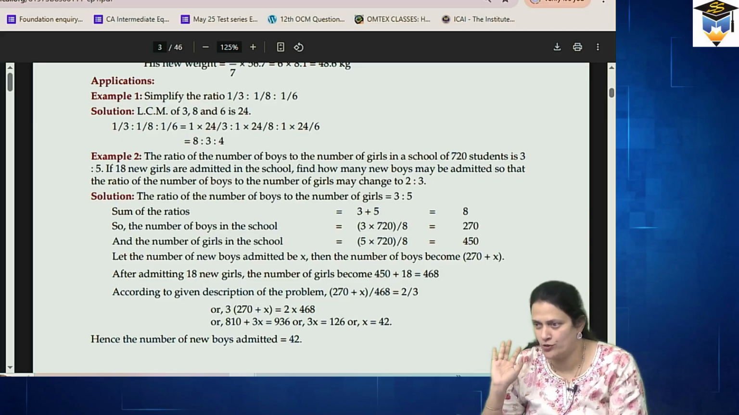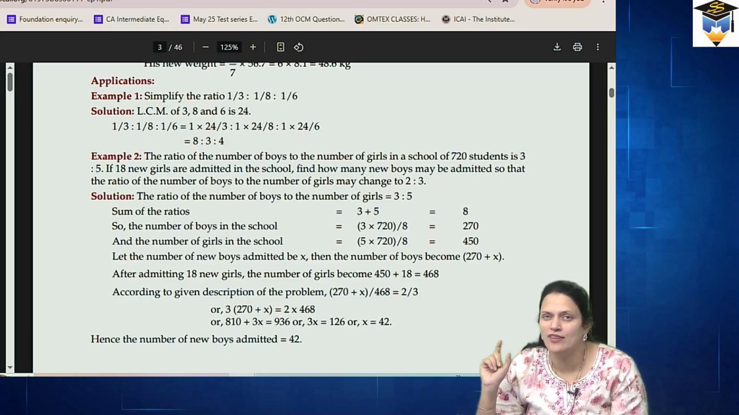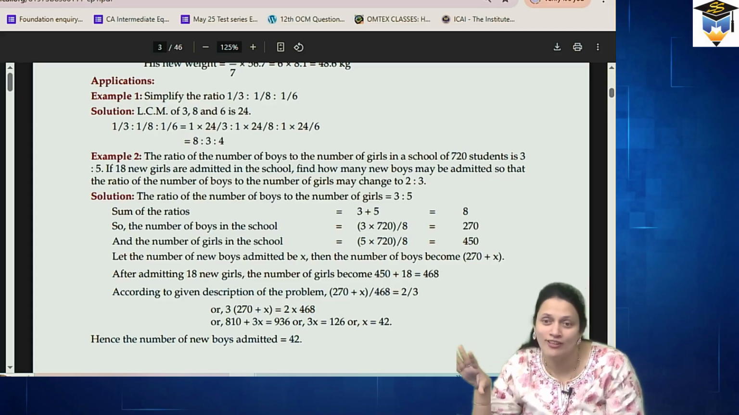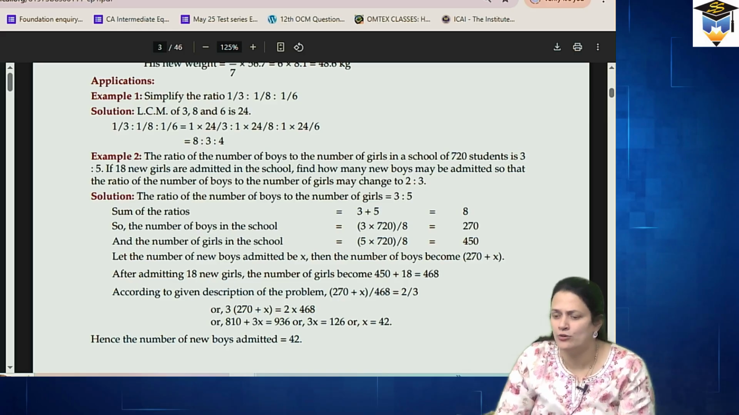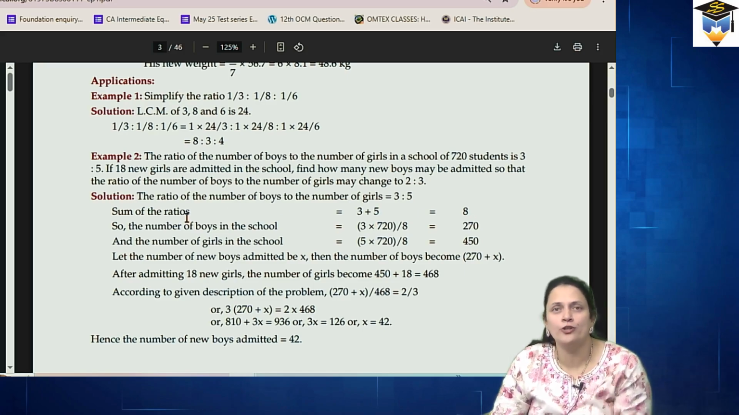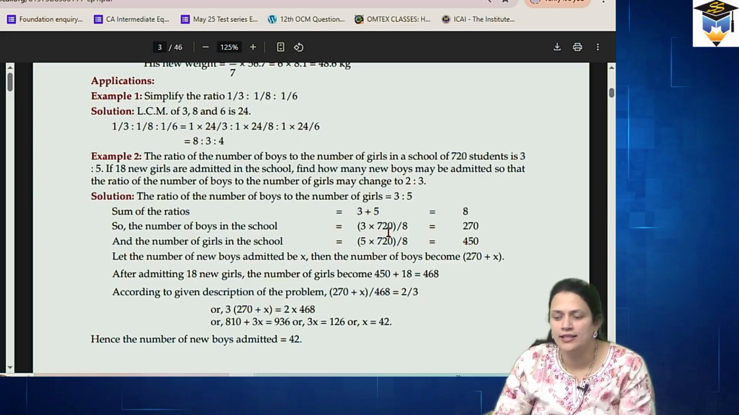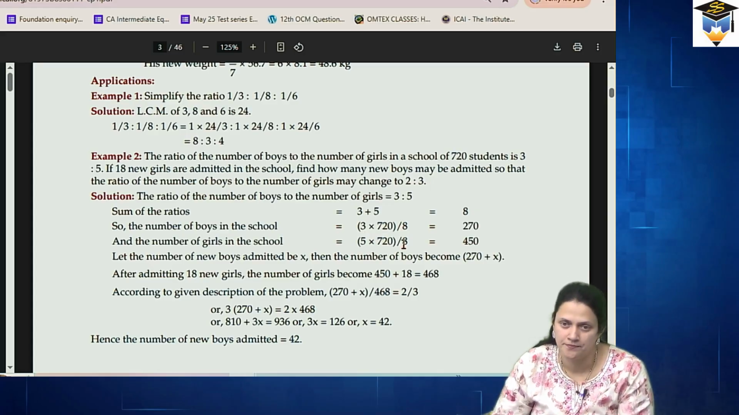Add those two ratios. If we say let the common multiple be x, like we solved when there were equations in one variable, similarly, what they have done over here, they have found out the sum of the ratios, that comes out to be 8, 3 plus 5. Now in order to find out the number of boys in the school, 3 upon 8 multiplied by 720.